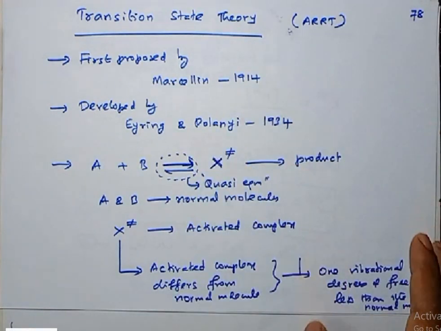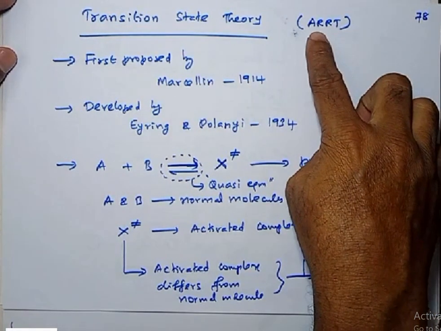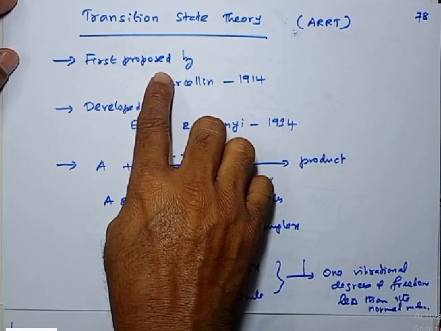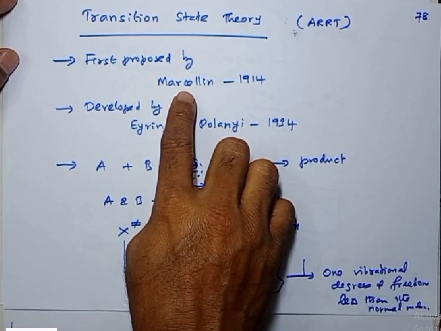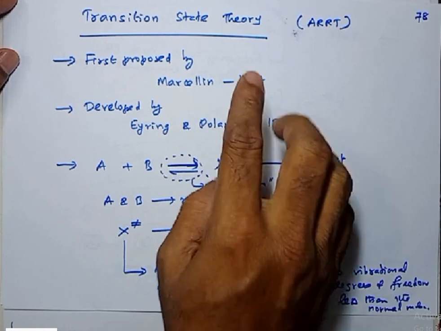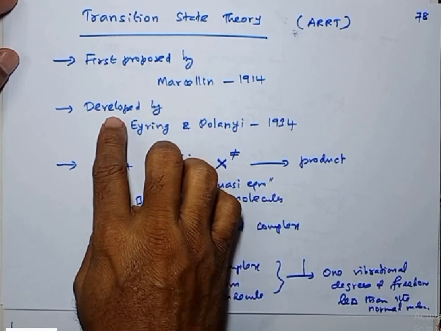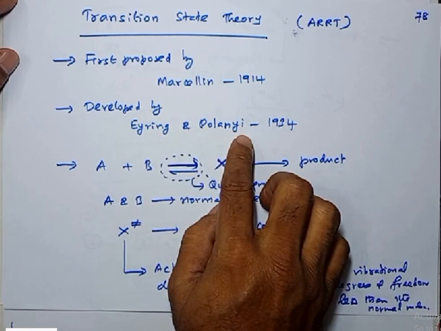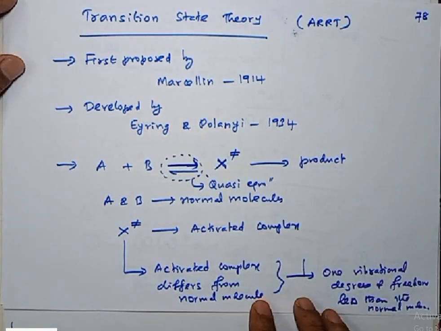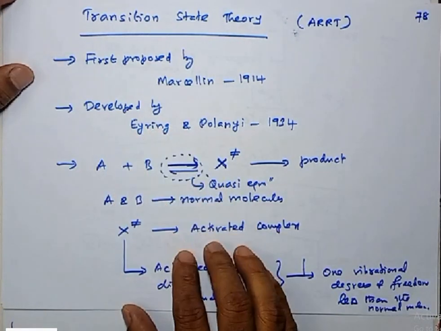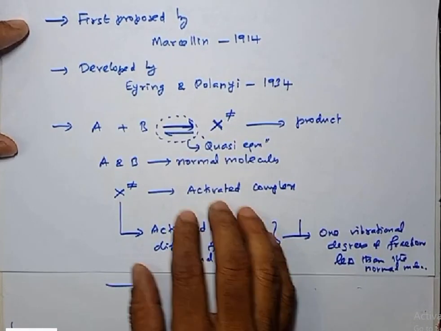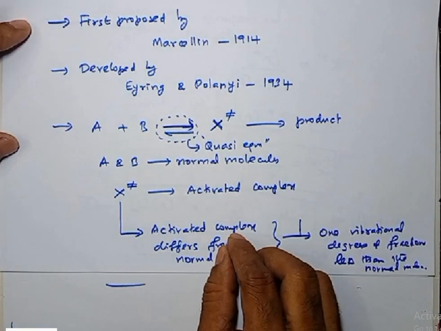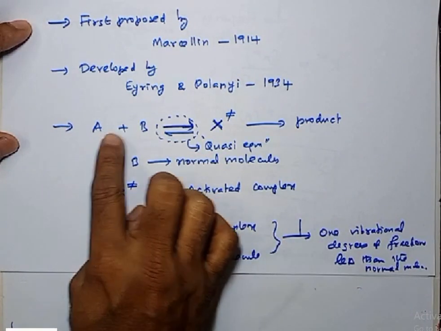So transition state theory, also called absolute reaction rate theory. This theory was first proposed by Marcelin in 1914, and the theory was further developed by Eyring and Polanyi in 1934. According to Eyring, they proposed a mechanism for transition state theory. What is that? The reactant molecules.